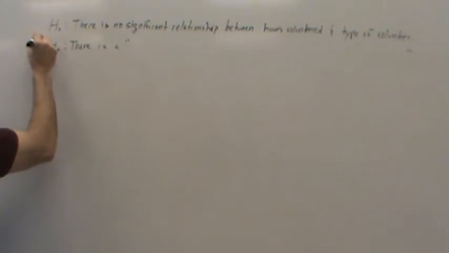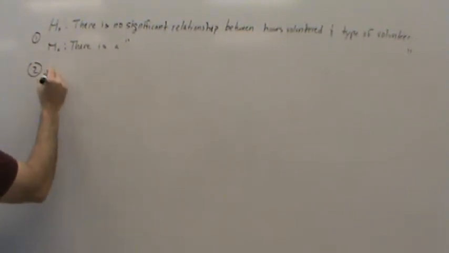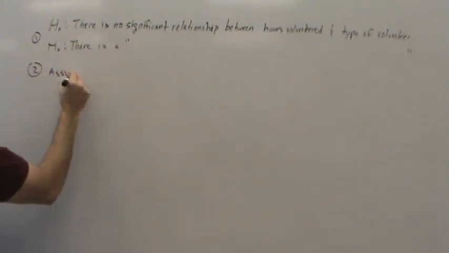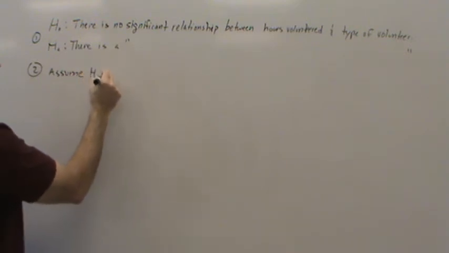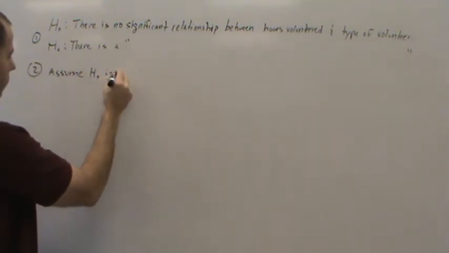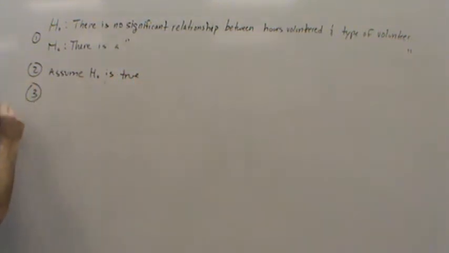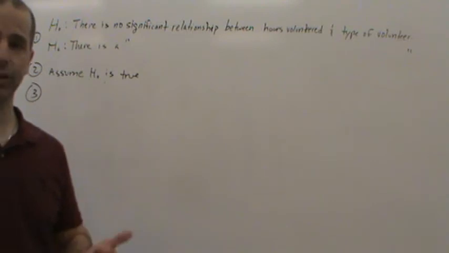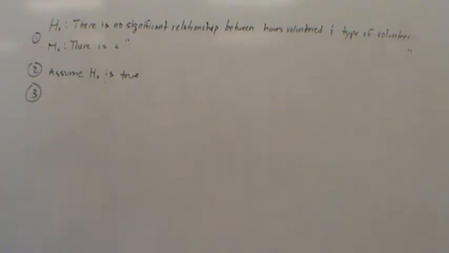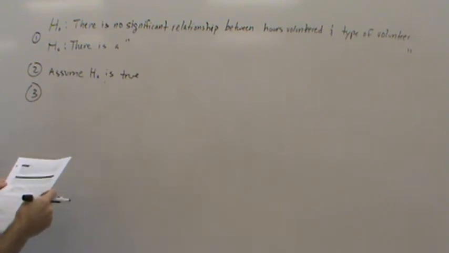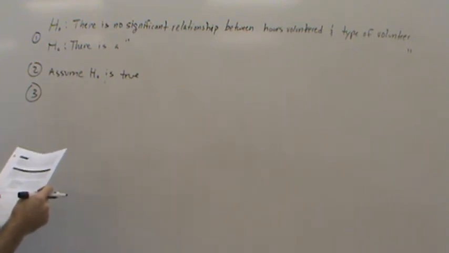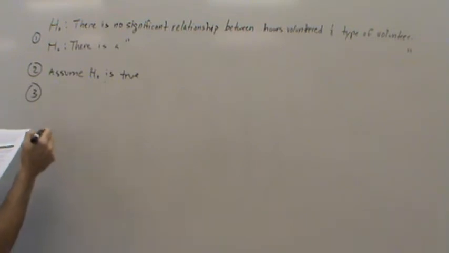And they want to know, are they independent? Well, we're going to assume the null is true. Assume they are independent. Now here's where I'm going to show you how I do it so you don't have to create 2 separate tables. The alpha level here is not given, so we are going to assume alpha level 0.05.